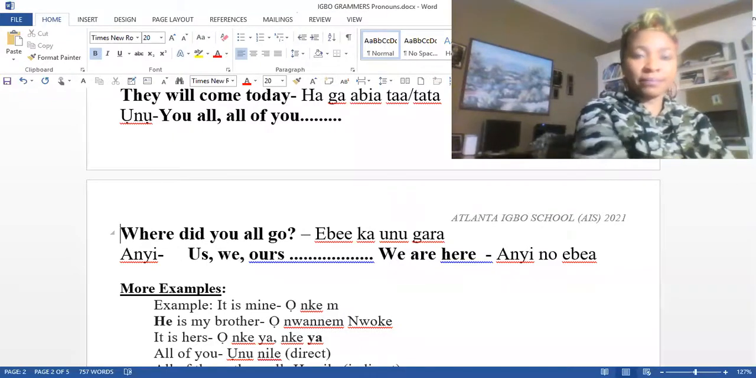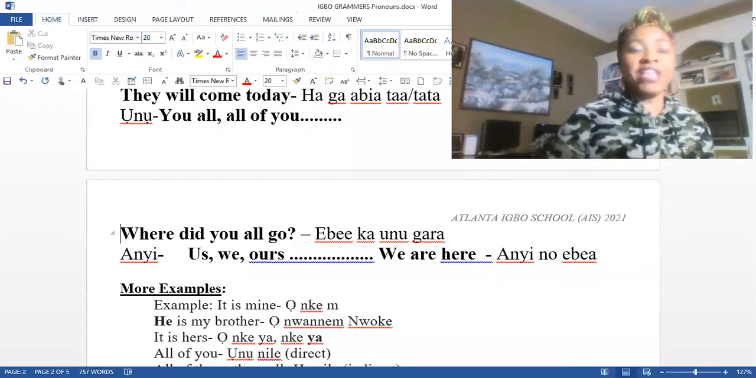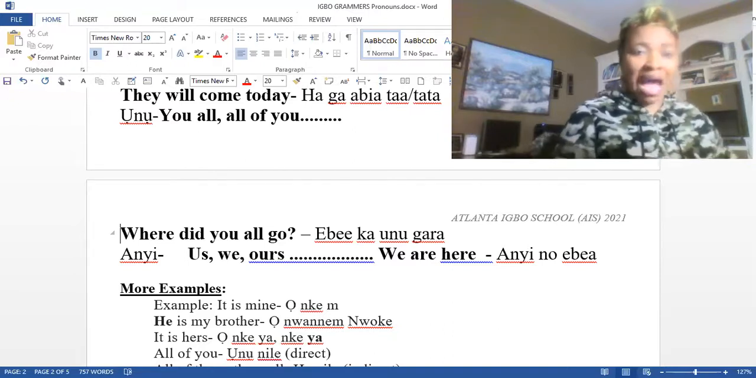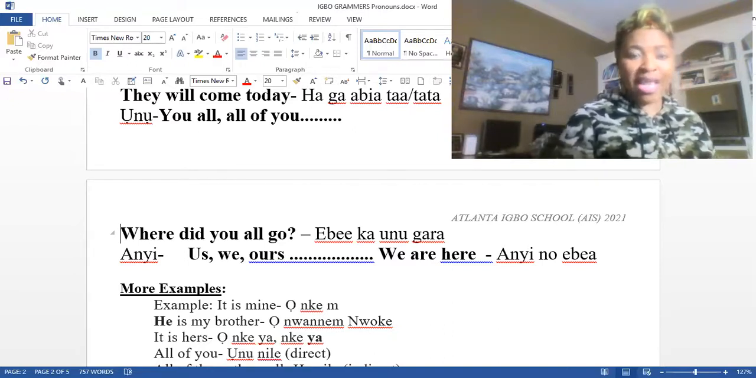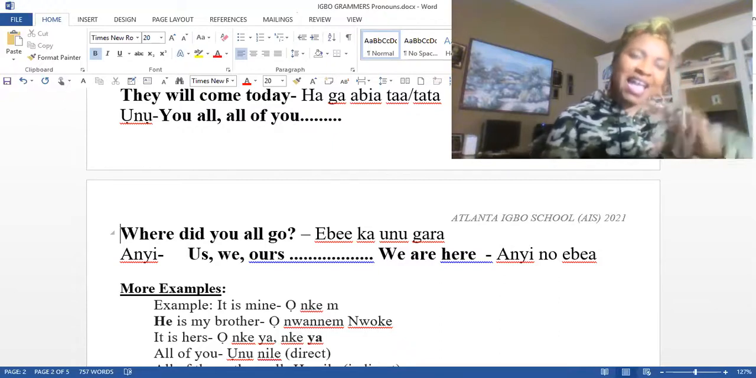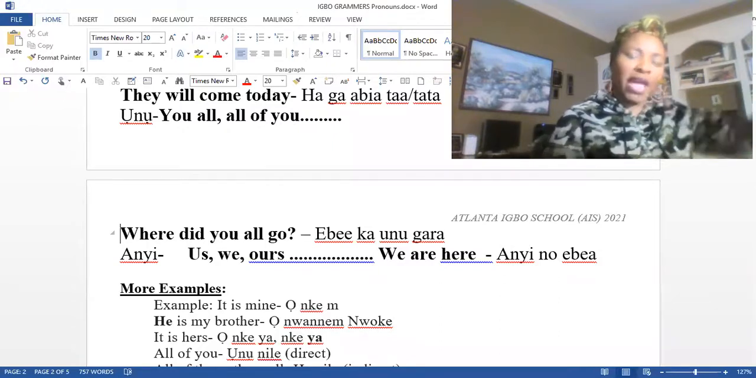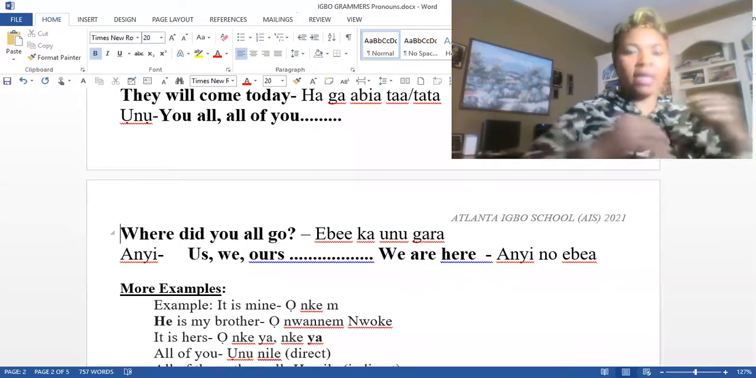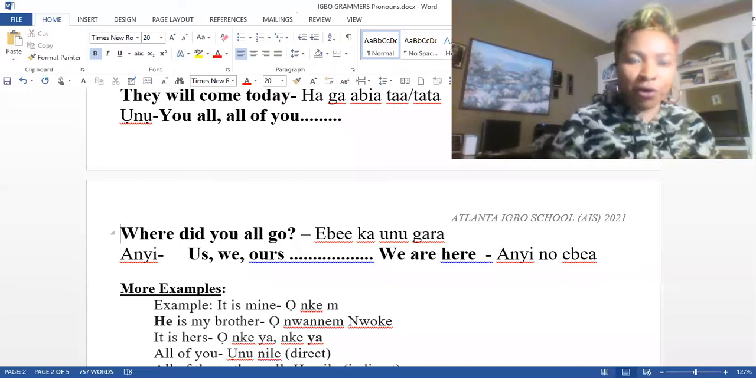Agara m n'ụlọ enyi m. Agara m n'ụlọ nwanne papa m. I went to my uncle's house. I went to my friend's house. Okay. Ejere m. You can also use the e. Ejere m n'ụlọ enyi m. I went to my friend's house. Enyi means friend.